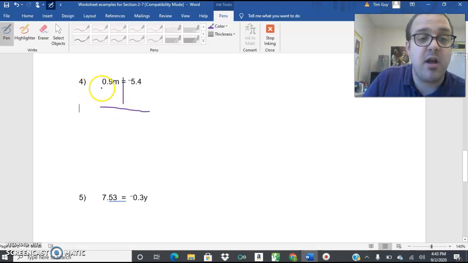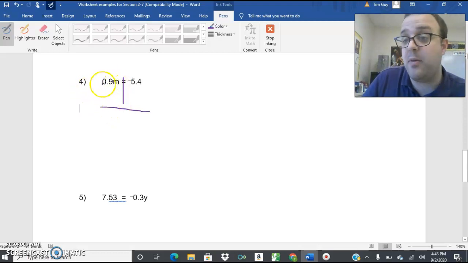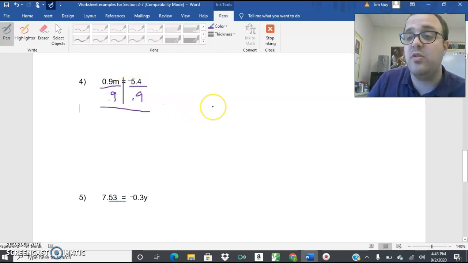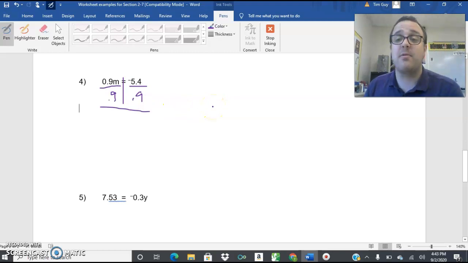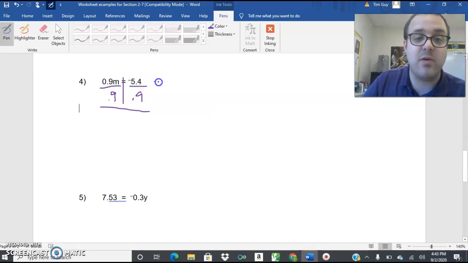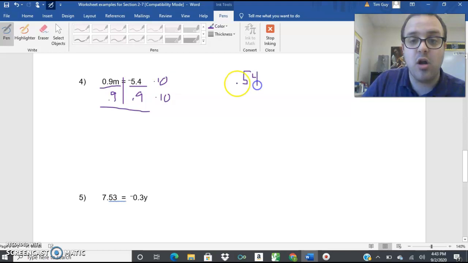For number 4 here, I'm going to go ahead and solve for m. M's being multiplied by 0.9, so I'm going to divide both sides by 0.9. Now, you might be asking, Mr. Guy, how do I divide negative 5.4 by 0.9? Well, what you want to do is you want to multiply each number by 10 until you're dividing by a whole number. So in this case, I'm going to multiply each one by 10 once because then I'll be dividing by a whole number. So I'm really going to have negative 54 divided by 9.